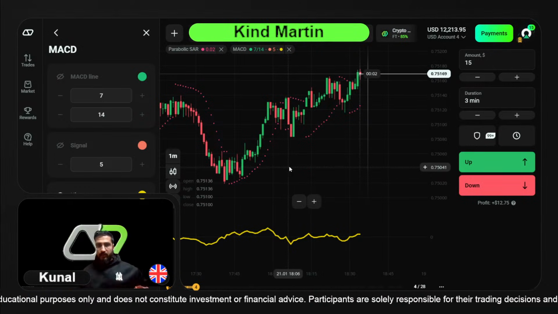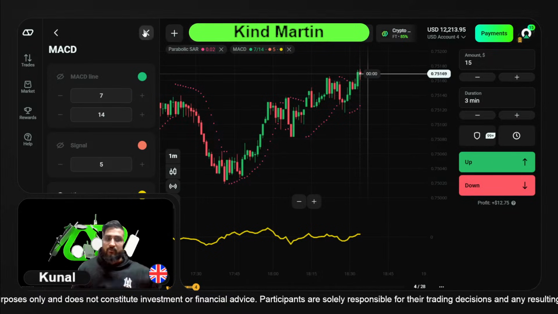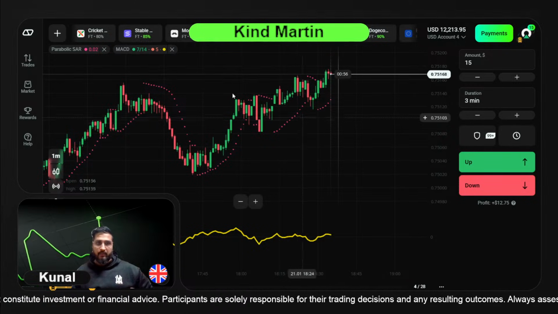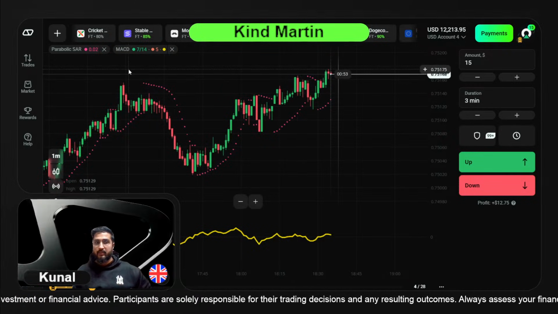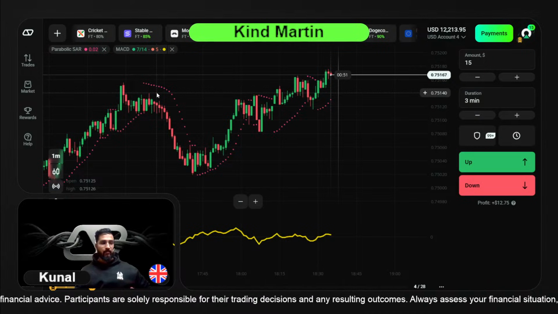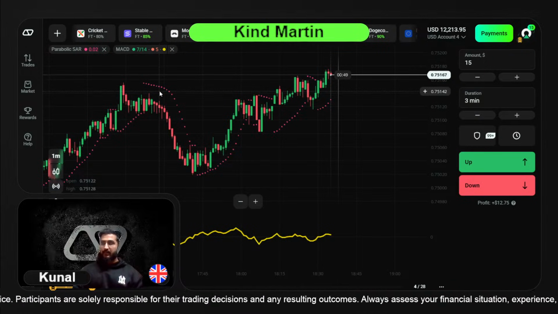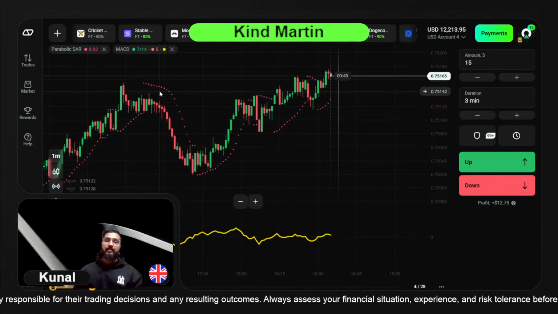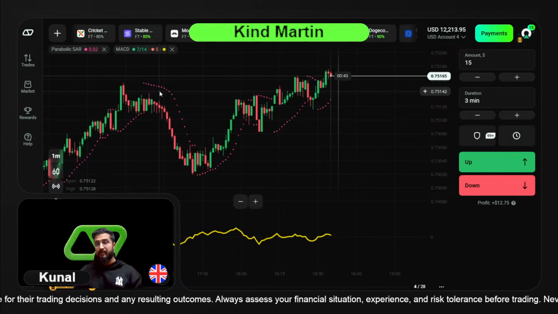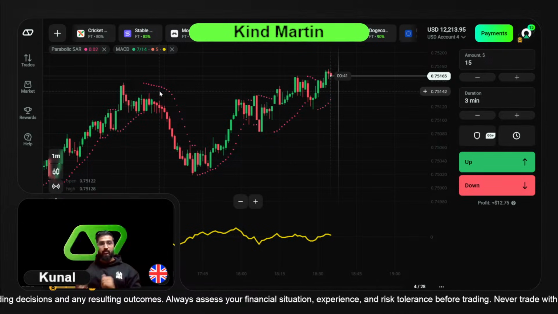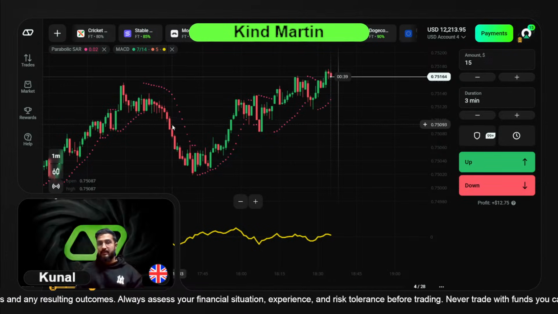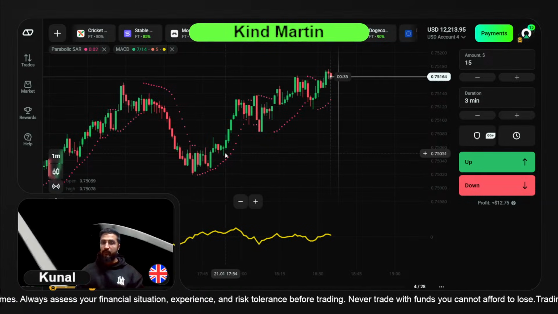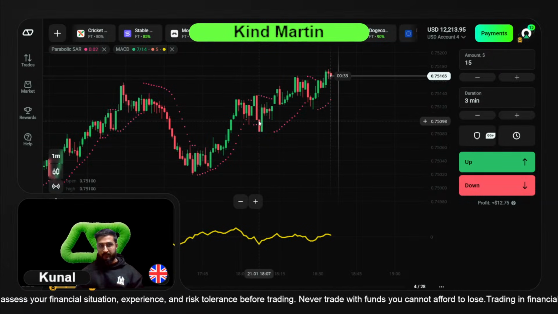Okay, so now let's talk about how this strategy exactly works. In this one, you just need to focus on two major parts. The first one is the parabolics, which are these small pink dots. The parabolic is a technical tool which helps you observe when there can be some price correction or a market reversal. Price correction or market reversal means if the market keeps moving downward, then at some point it can change direction and start moving upward, and vice versa.